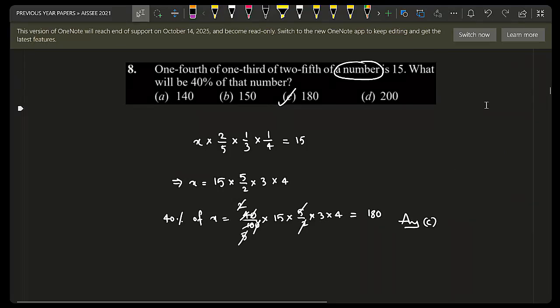Himanshu: Sir, I can't understand this question, sir. Which part you didn't follow? Sir, I didn't understand the total.